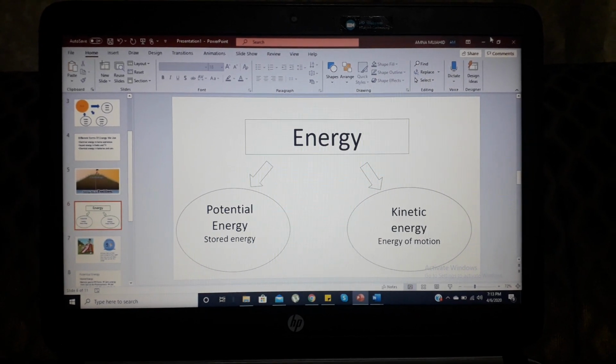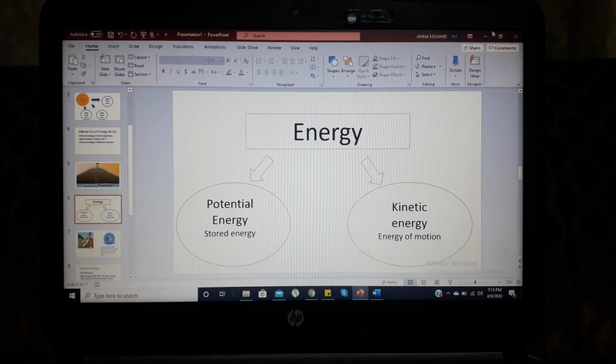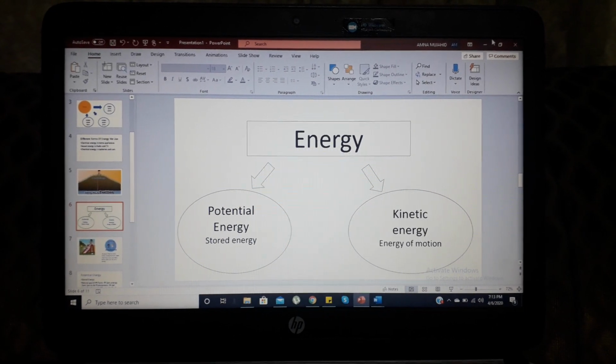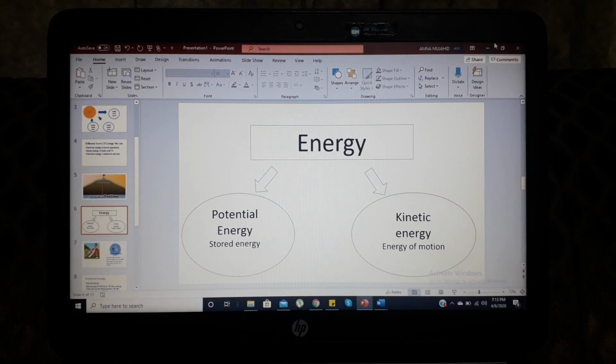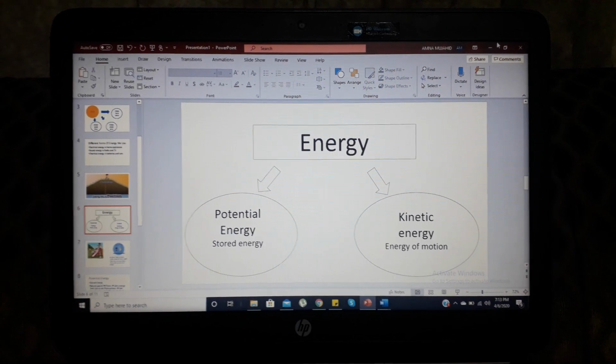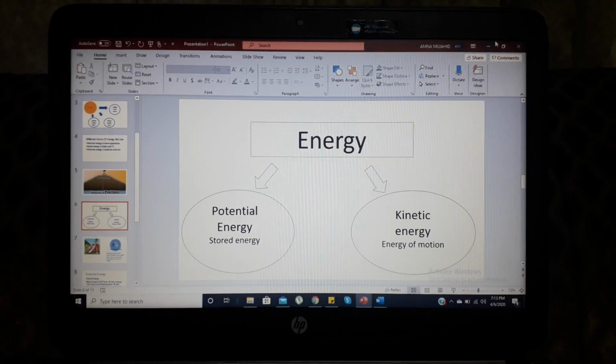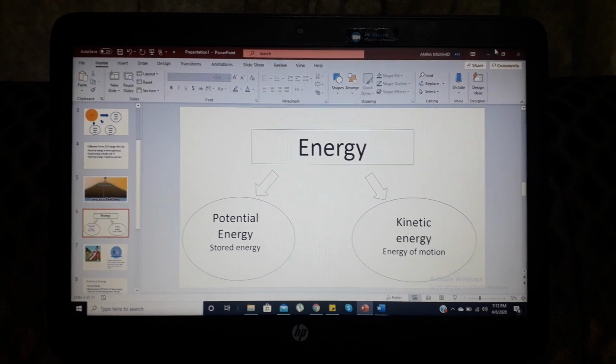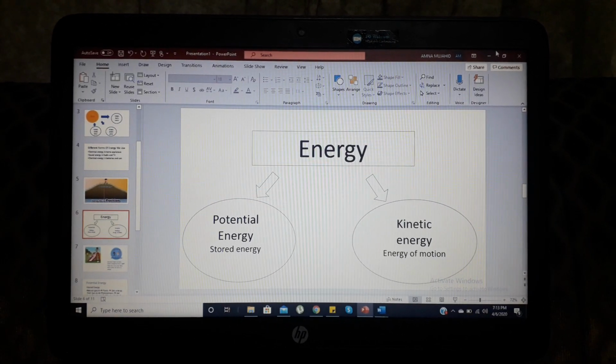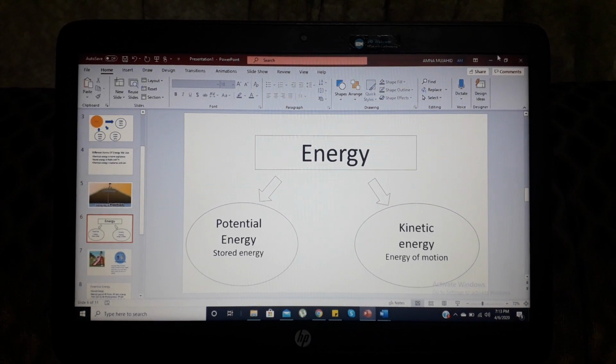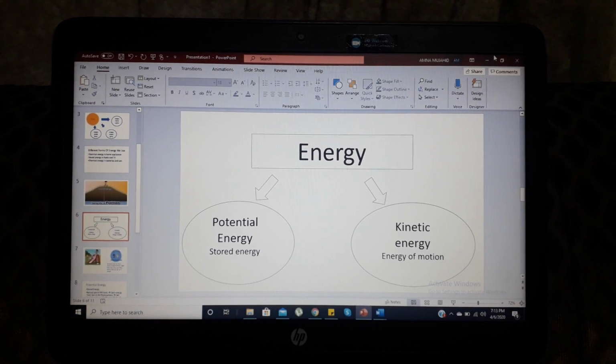Okay, so grade 3. In this chapter, we come to know two new forms of energy, which are potential energy and kinetic energy. Potential energy is the energy which gets stored inside a body, while kinetic energy is the energy of motion. It is that energy which makes a body move.